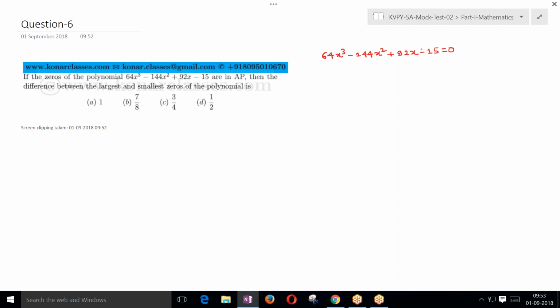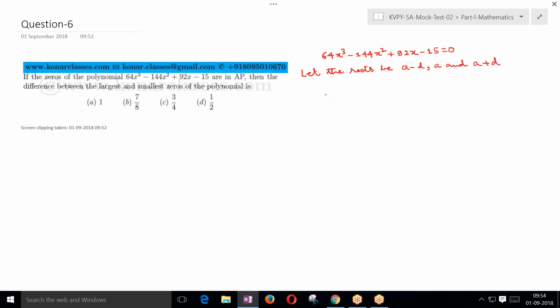So the zeros of the corresponding polynomial are in arithmetic progression. The way to take it is that the moment the roots are in arithmetic progression, we can let the roots be a minus d, a, and a plus d. That is the conventional way of selecting 3 consecutive numbers in arithmetic progression. Obviously these three numbers are in AP.